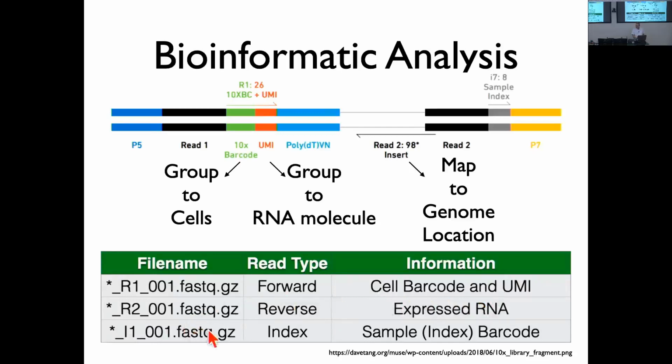And then if you multiplex samples, which usually you'll do, then you'll get an I1. And actually, I was looking at this recently, I think for our data today there's an I1 and I2, so it's actually dual indexed. And that allows you to demultiplex reads to samples.